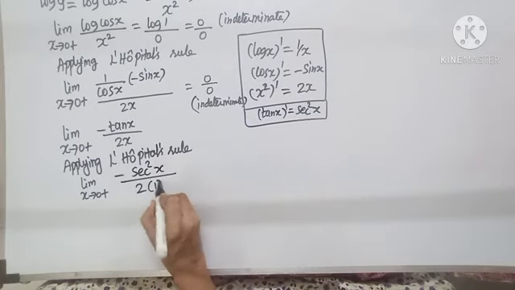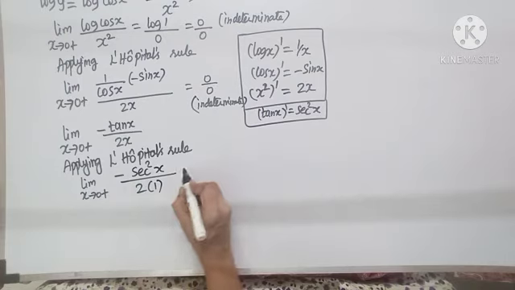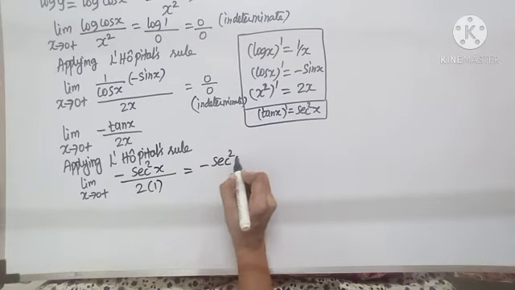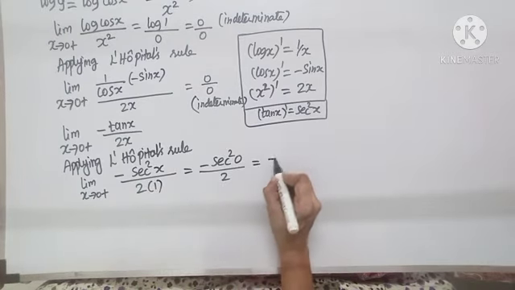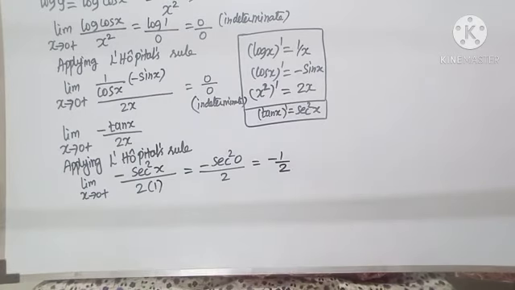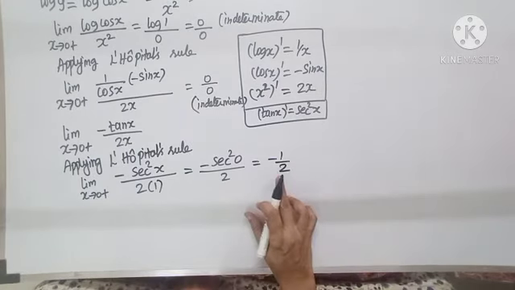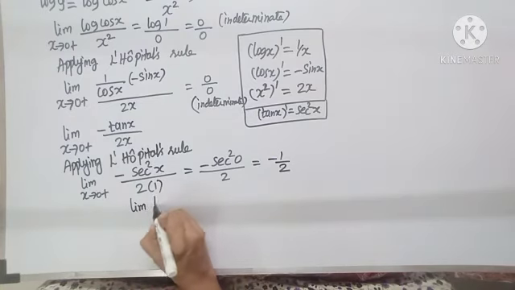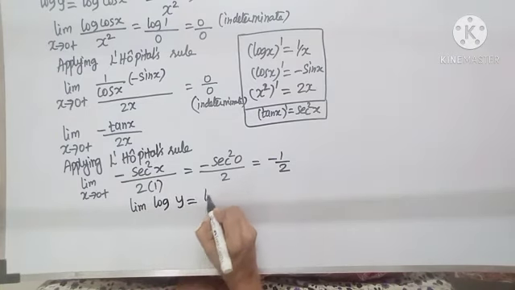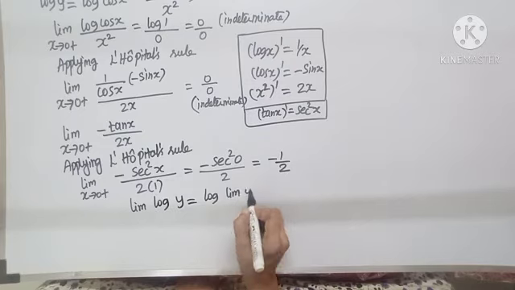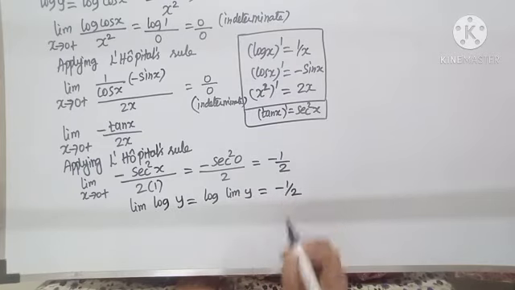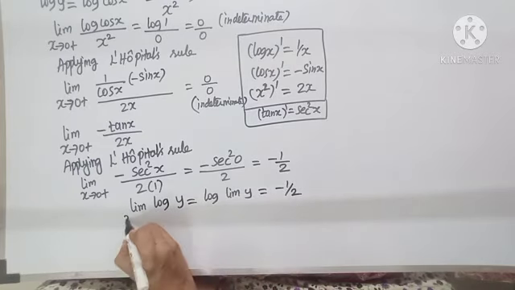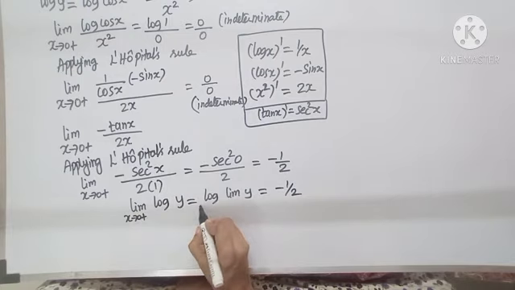2x becomes 1. As I put x value 0, minus secant square 0 by 2, that is minus 1 by 2. This is the limit value after taking logarithm. So we have to write limit of log y, log of limit y equals minus 1 by 2. Limit x tends to 0 plus, remember to write it.